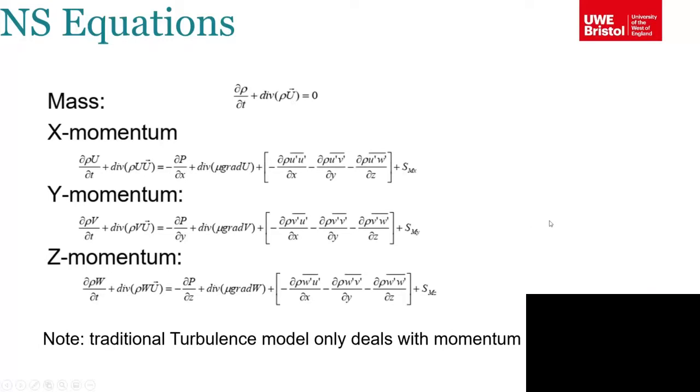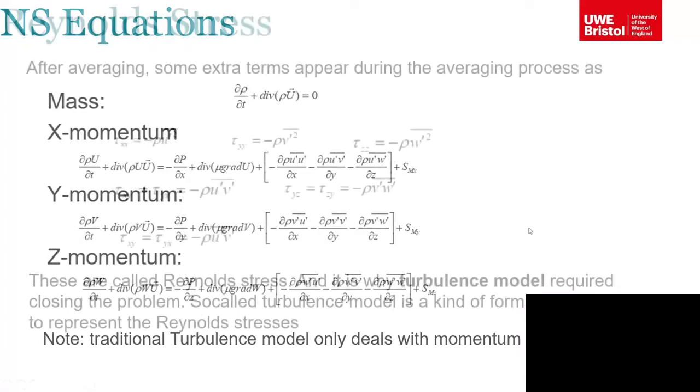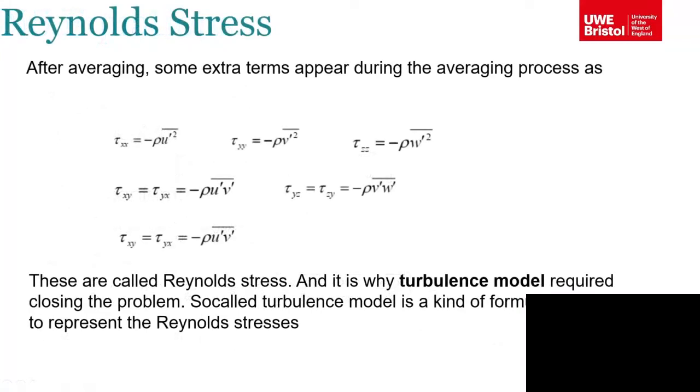So the turbulence model only deals with the momentum equation, because you introduce turbulent components in it, fluctuating velocities. Now once you've averaged, you have extra terms in the equation: u prime bar, rho, v prime bar, etc. These are called Reynolds stresses.